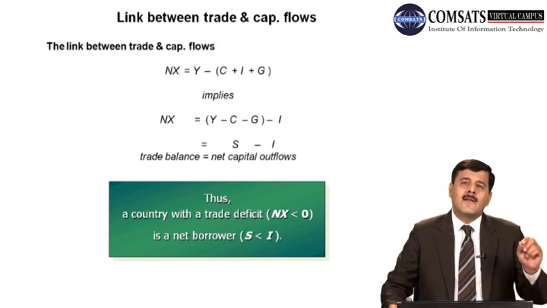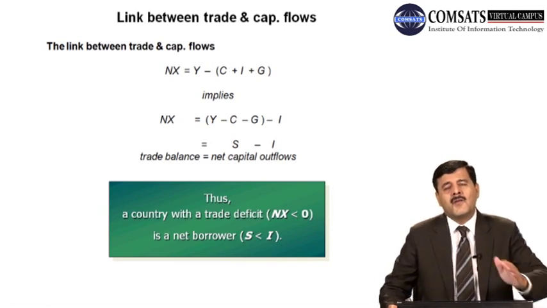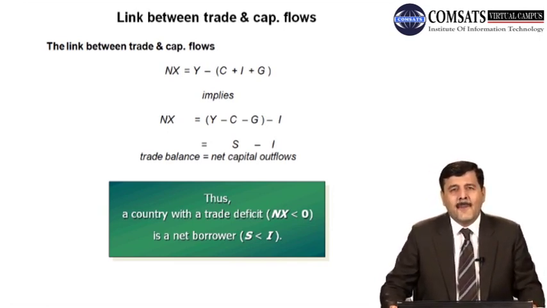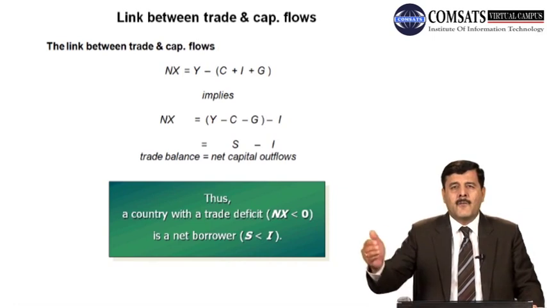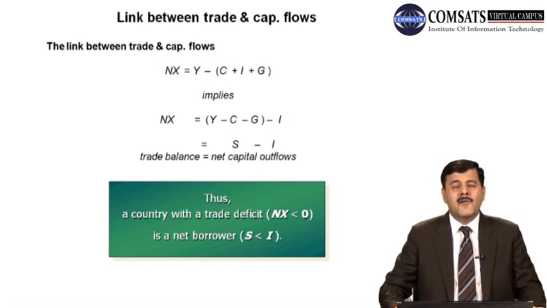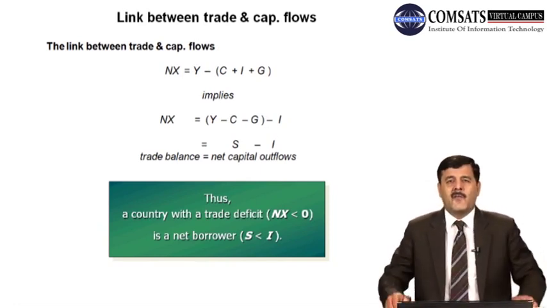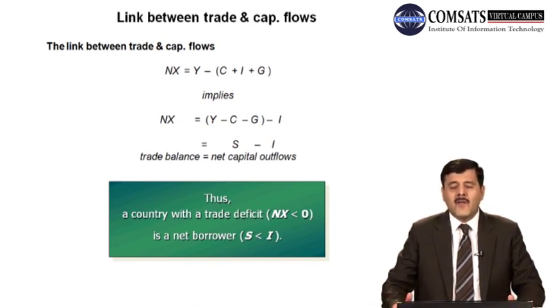So we can say that when the country's trade is in deficit, when NX is less than zero, the other component of the open economy, that is the net capital outflow, will also be negative. Negative means capital inflow is more than capital outflow. And vice versa, if the country's trade is in surplus, the difference between exports and imports is positive, so saving will be greater than investment and NCO, the net capital outflow, will be positive.